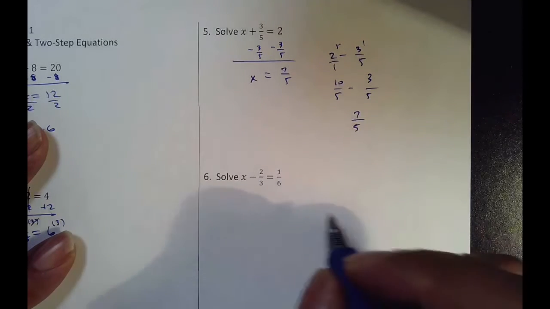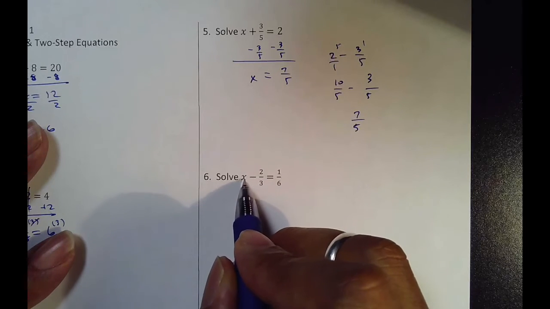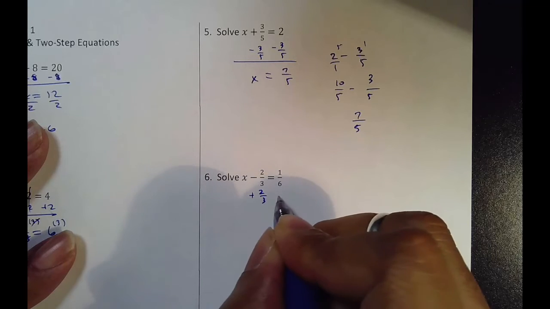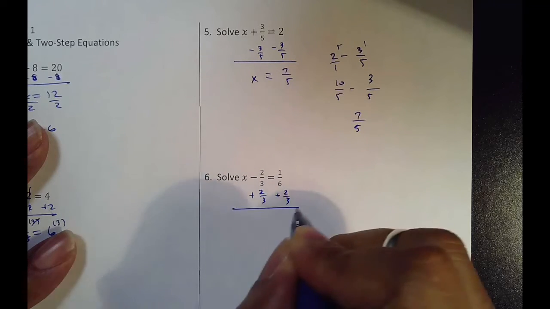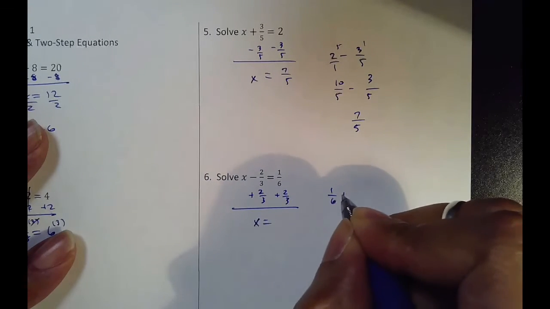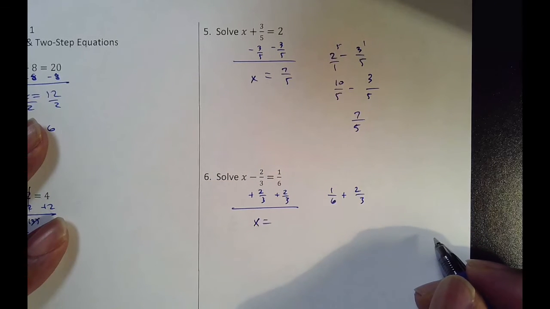X minus 2/3 equals 1/6. Again, the only thing that makes this tough is the fact that there are fractions, but it's still X minus 2/3, which means we want to add 2/3 to both sides to get X alone. So we should at least be able to get that part. Now maybe you don't know how to do 1/6 plus 2/3, which is what that means, but we should be okay.